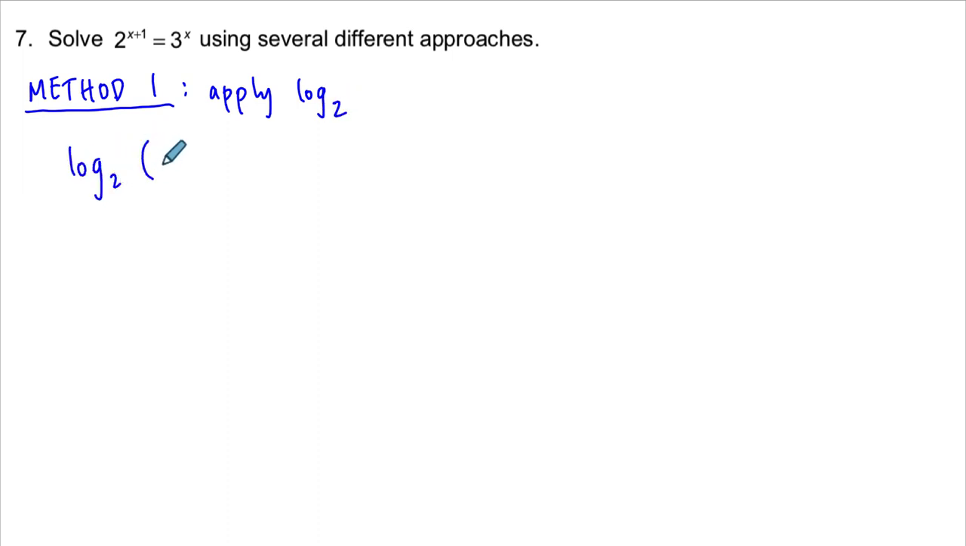Applying log base 2 to the left and the right, it works wonders on the left because it undoes 2 to the. So log base 2 and 2 to the cancel, leaving us with x plus 1. And then we still have log base 2 of 3 to the x on the right-hand side. Now we can use our property of logarithms to bring that exponent down in front.